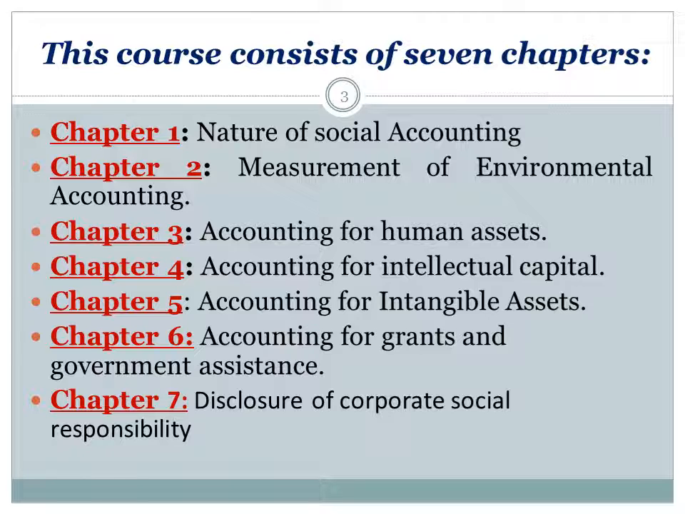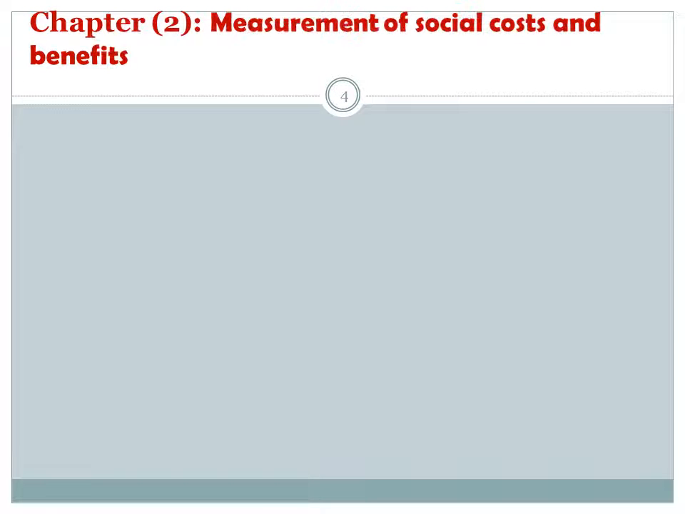We finished chapter 1, Nature of Social Accounting, in the last lecture. Now we will begin chapter 2, Measurement of Social Costs and Benefits. Accounting for social costs.